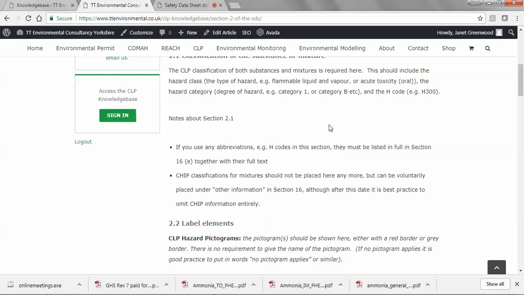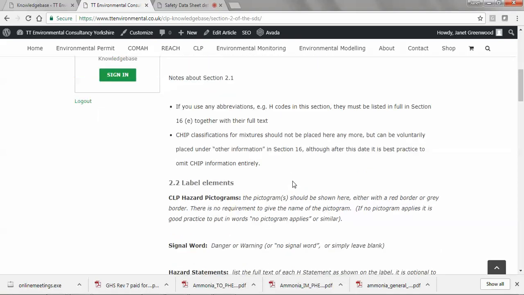If you use any abbreviations, and a lot of people use the H code in this section, you've got to put them into section 16 along with their full text. In the past, this is where we put the CHIP classifications of the mixtures, but you shouldn't put them here anymore. They should be voluntarily under section 16 if you want to do this, but in theory it's best practice not to have any CHIP information on your safety data sheet now.